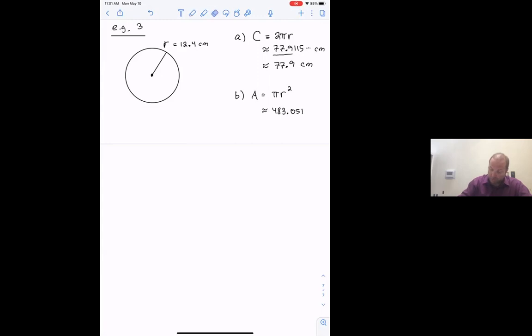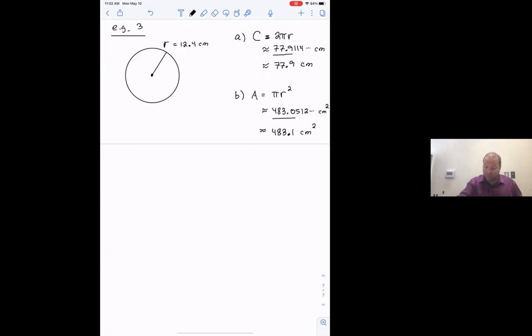Actually, if you go back here, if I'm going to do dot, dot, dot, then this is actually a 4, even though it rounds up. And this is actually a 2, even though it rounds up. So 483.0512 dot, dot, dot. Units are area, so square centimeters, which I'm going to approximate to 1 decimal place, and I get 483.1 square centimeters.